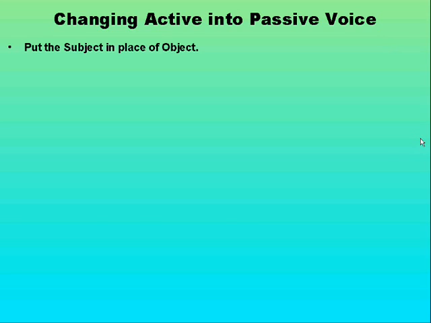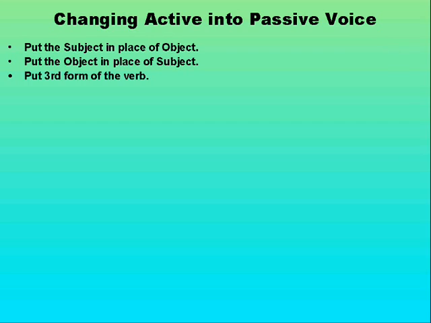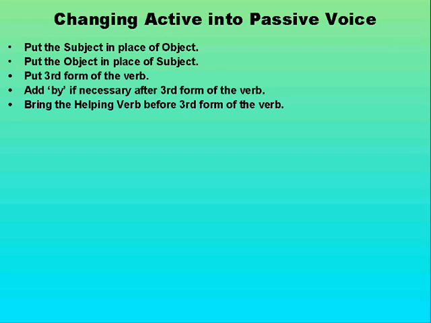First, put the subject in place of the object, or replace the subject with the object. Put the object in place of the subject. Add the third form of the verb. Add the preposition "by" if necessary after the third form of the verb. The prepositions may change as per the sentences. The next is bring the helping verb before the third form of the verb.